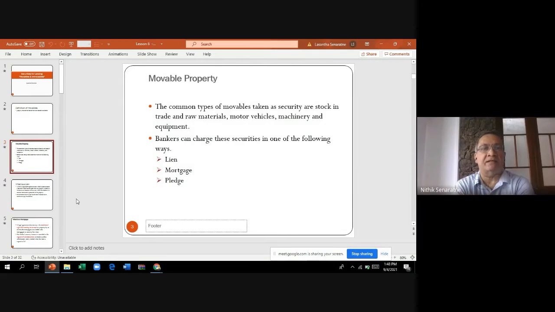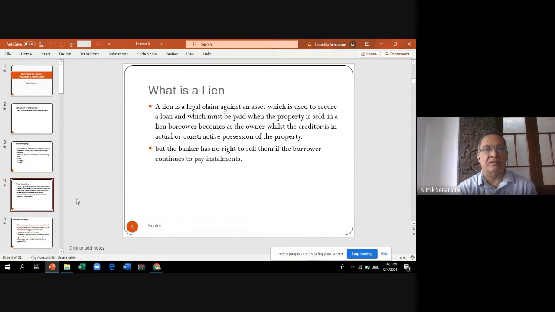Right. Then the bankers can charge these securities in one of the following ways: lien, mortgage, pledge. I will explain what is a lien, what is a mortgage, and what is a pledge. Lien is a hold. You all know that in most cases, in practical sense, bankers create charges or lien over fixed deposits or cash build up. In certain instances, like gold loans, you create a lien and you hold that, and until the customer pays you are not going to release it.